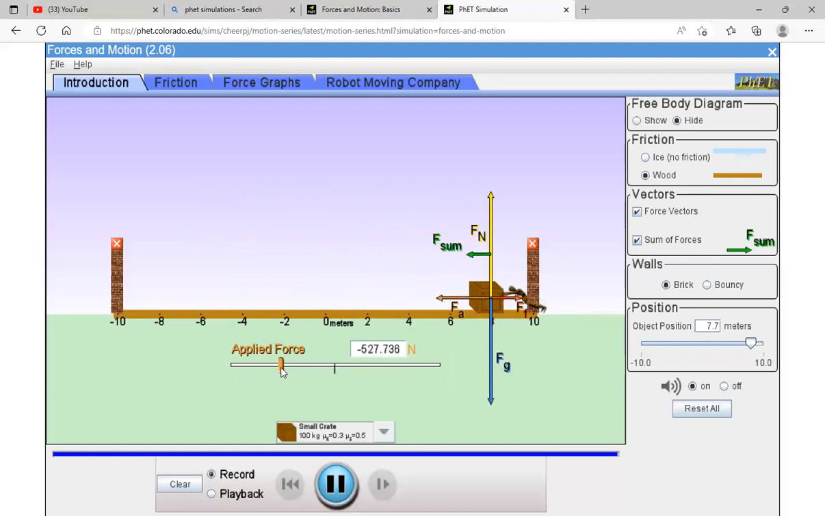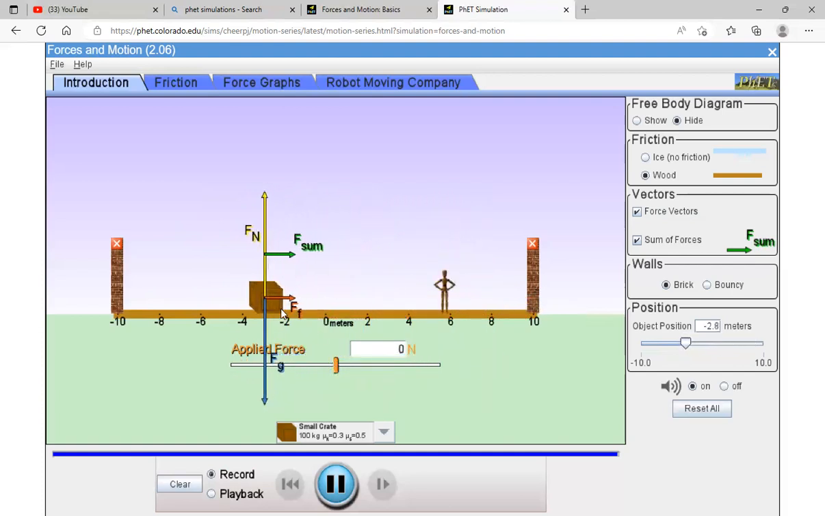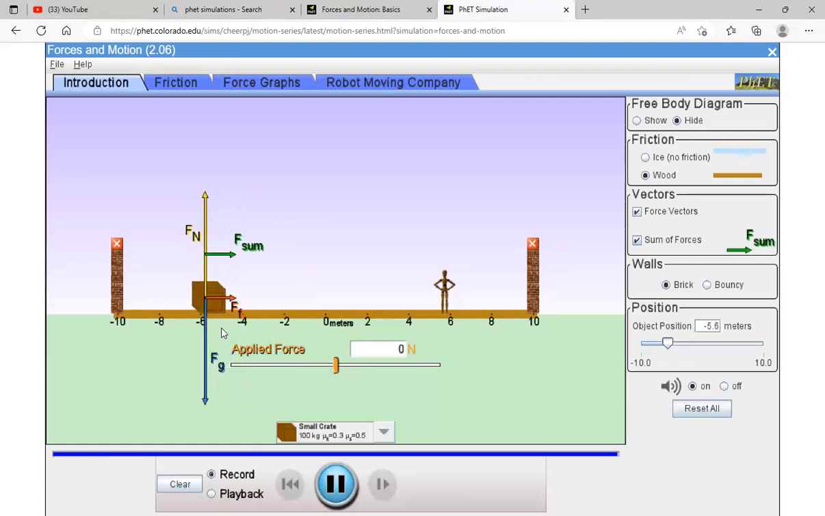F, small f, look, small f, can you see it? Which is this one. This is the force of friction, which is opposite to the direction of motion. Okay.